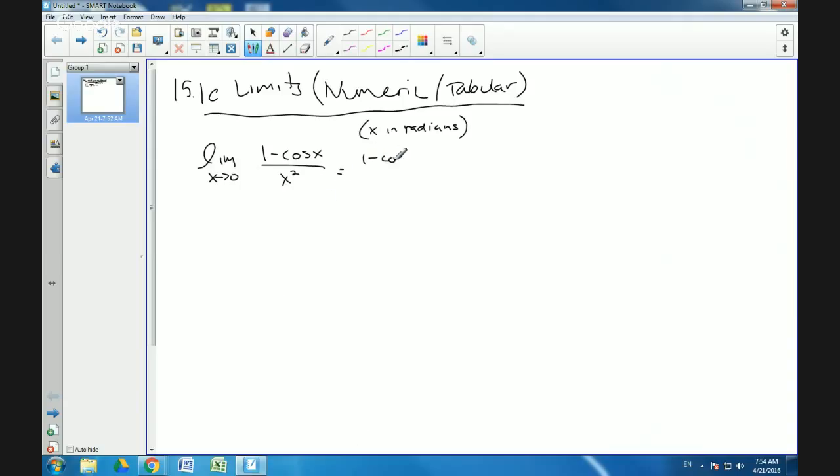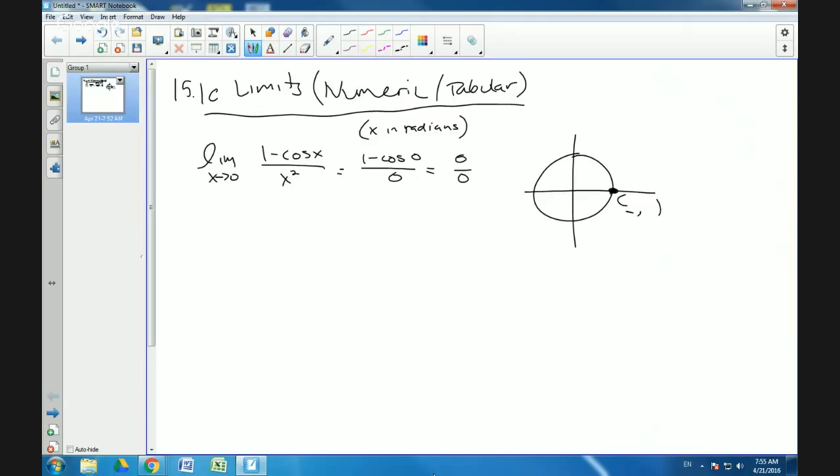Plug and chug, huh? What's cosine of 0? This is 0 radians or 0 degrees. What's the value of cosine? Those are all angles. If you're looking at your unit circle, 0 degrees, what's the cosine value? 1. Okay. So 1 minus 1 is, crap. Now I have to figure something else out. Right? So again, always try that. Sometimes it works.